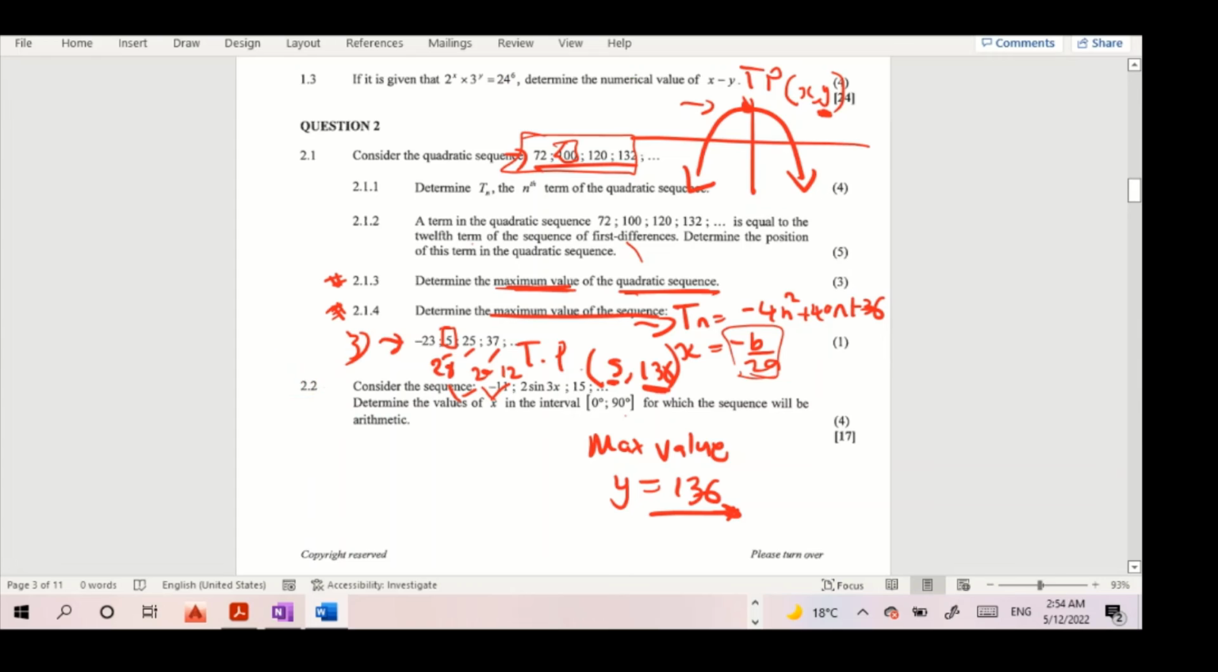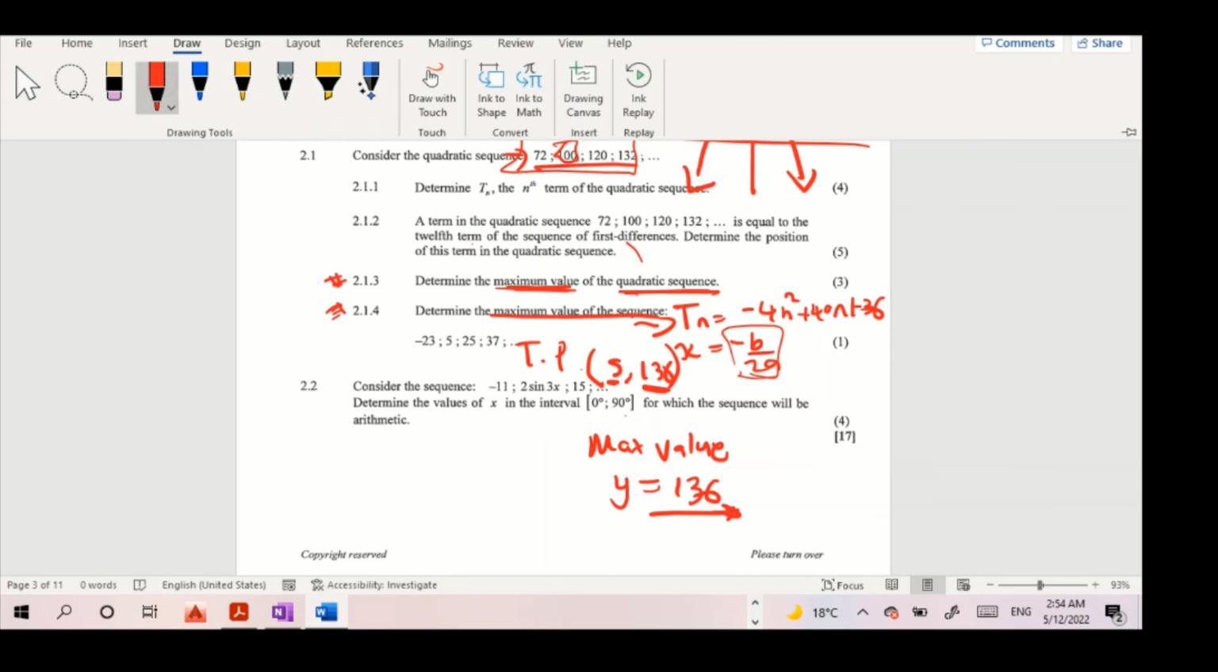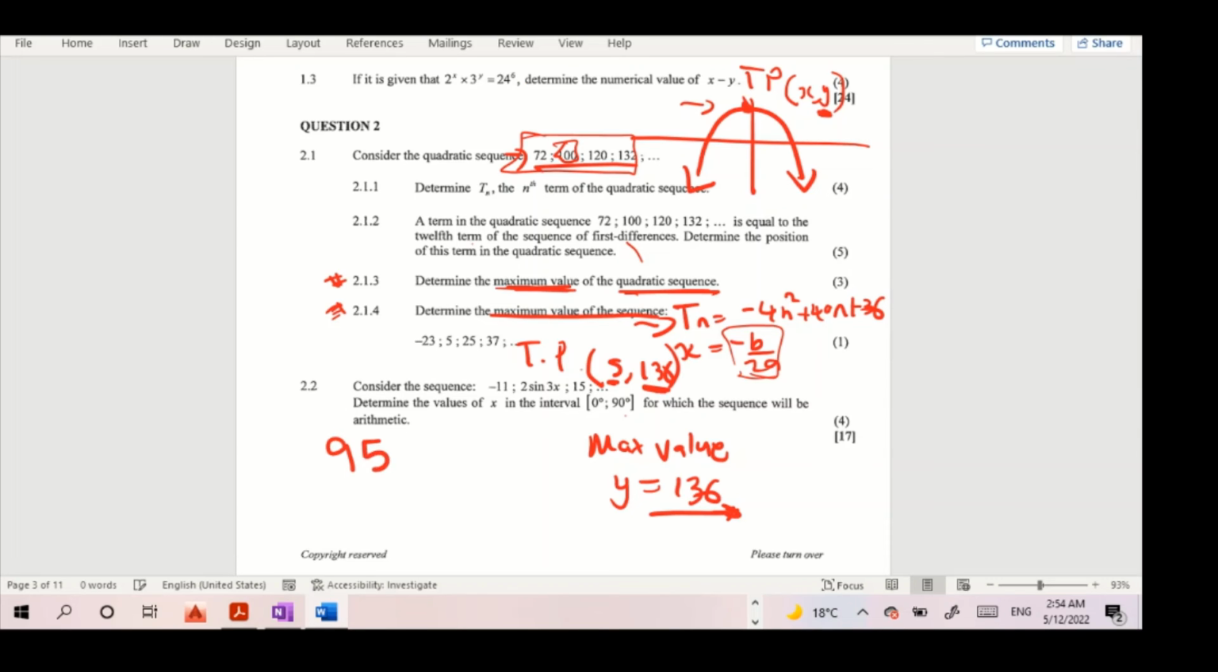Right? So to find the point of maximum that they're looking for here, you know very well that you have 95, which is basically the difference between the original sequence and this one. And then you know the maximum value of the quadratic sequence equals 136. So you want to say maximum value equals 136 minus 95. Then you get your answer here of 41. So this is going to be the maximum value of 2.1.4.